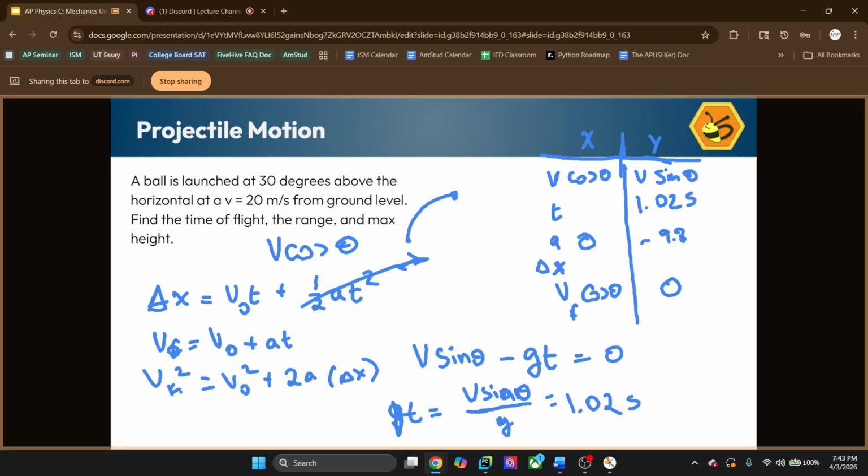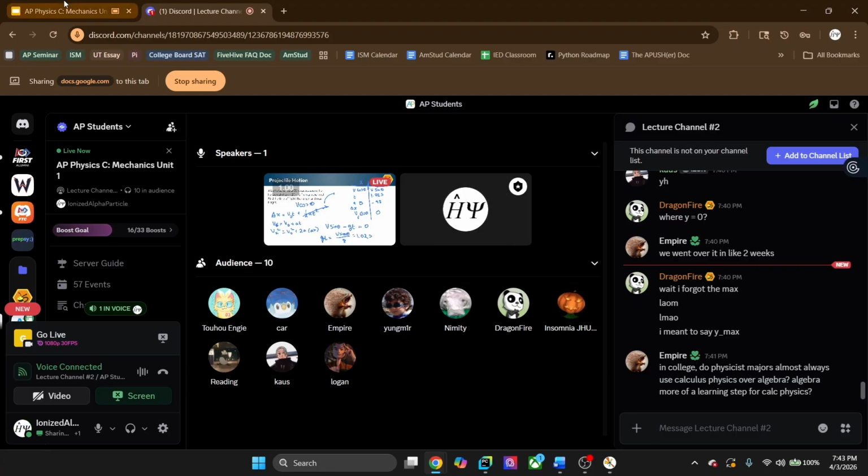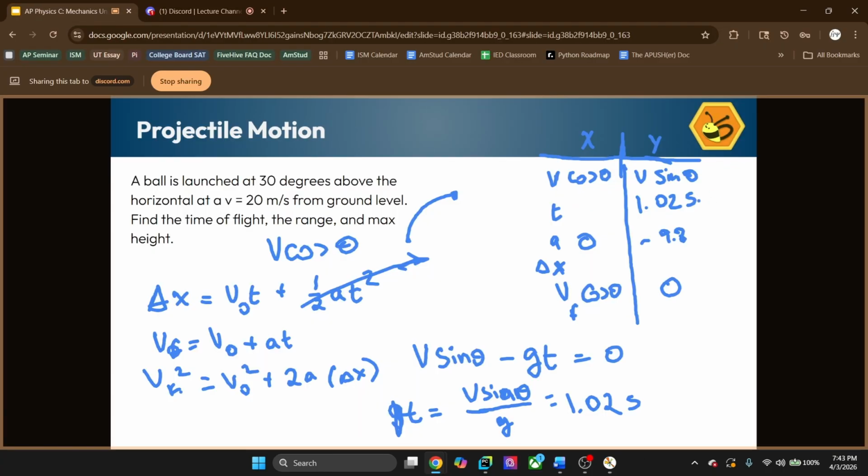Since for x it's just 2 times the y, we can multiply 1.02 by 2, and that gives 2.04 for the x direction. So that gives you the time of flight. The range you could get from delta x equals v naught t. For the x direction, v naught is v cosine theta. Multiply 20 times cosine theta by the time, 2.04, and that gives 35.3 meters.